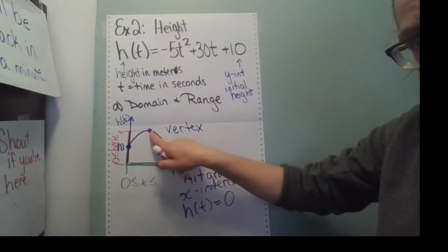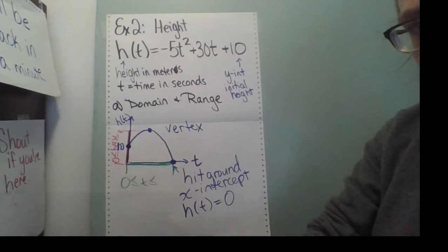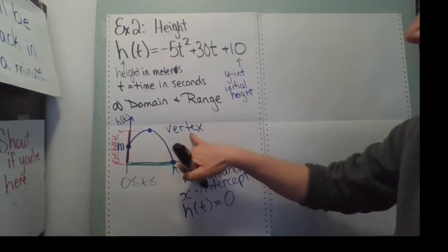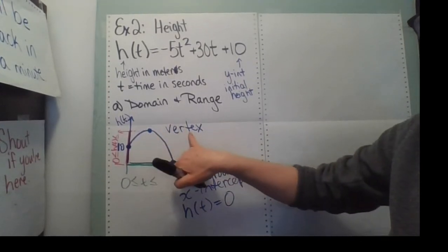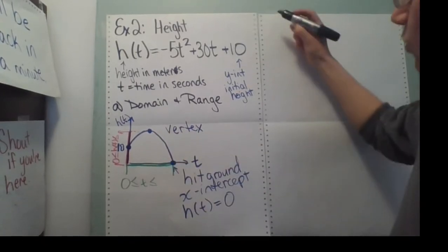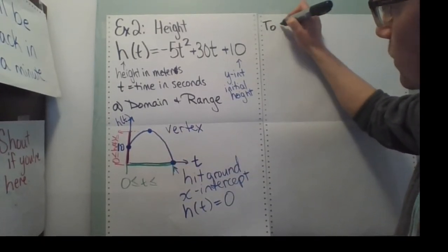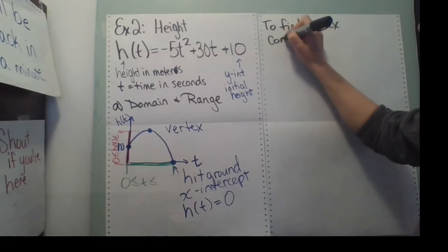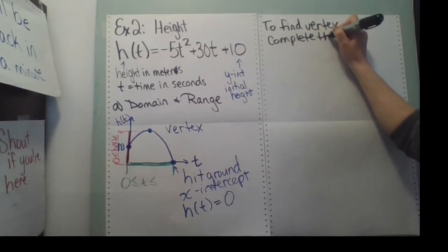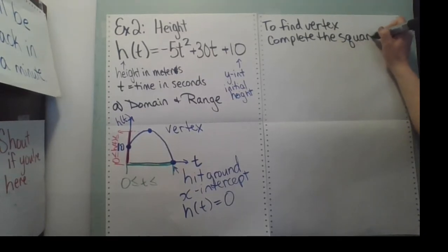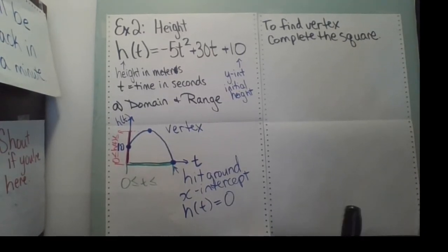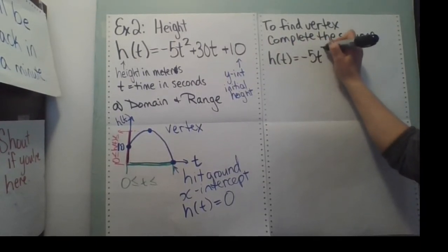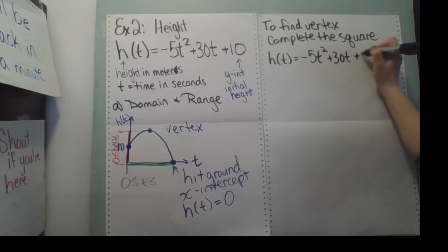Okay, so we got to figure out our vertex, and we got to figure out our x-intercept. Okay, let's worry about maybe finding our vertex. So to do that, remember I'm looking for my vertex. So let's put it into vertex form. And the easiest way to do that is probably complete the square. So to find vertex, let's complete the square. Okay, because that puts it directly in a vertex form. So let's see, we are dealing with h at t equals negative 5t squared plus 30t plus 10.